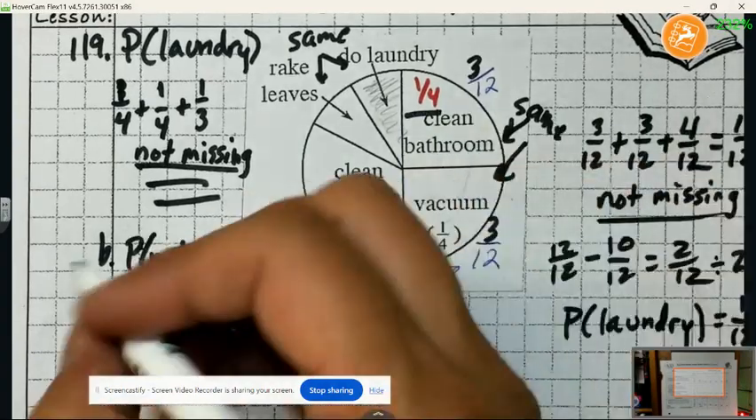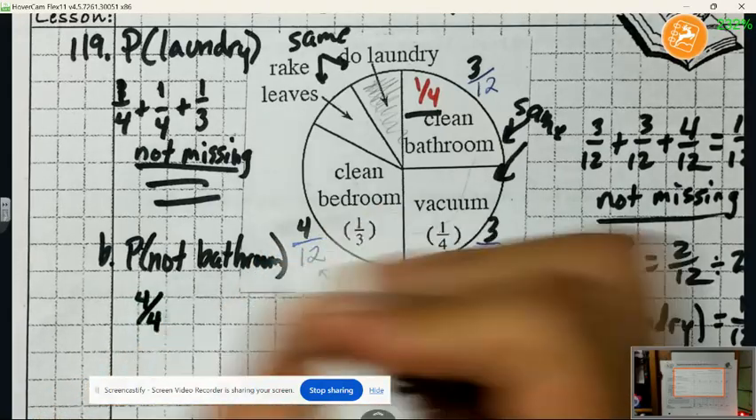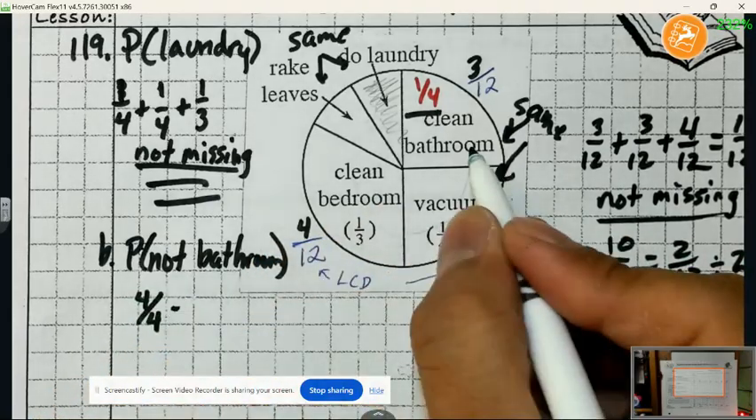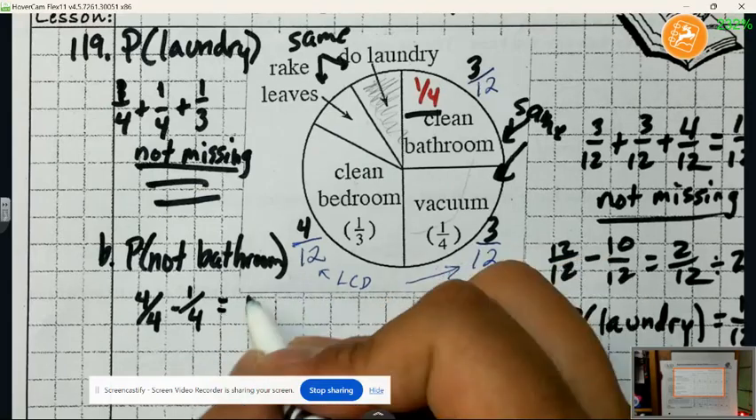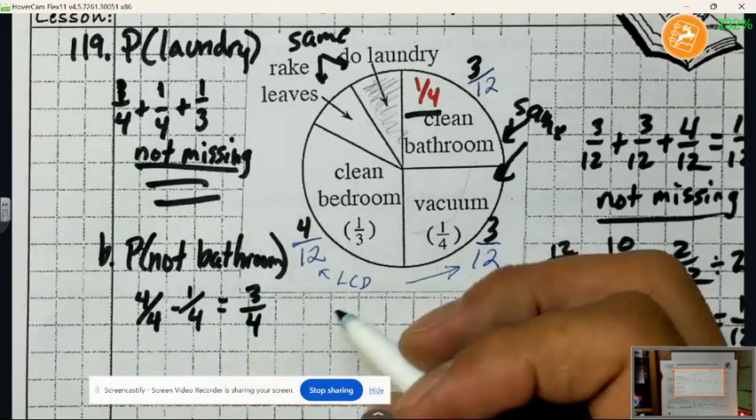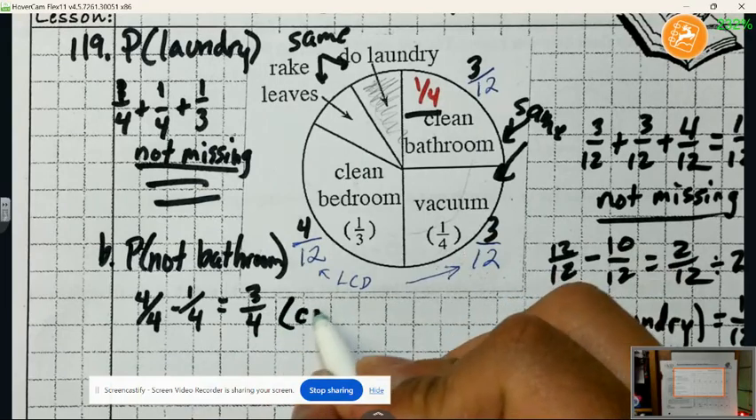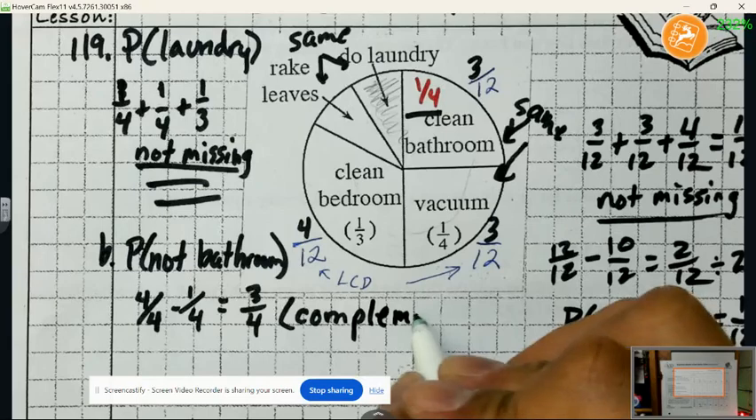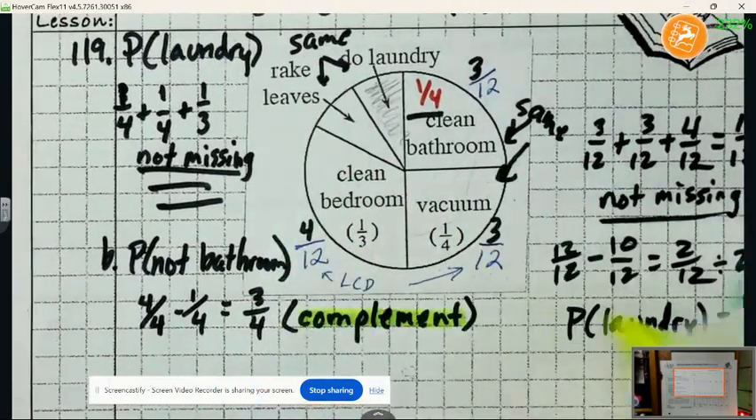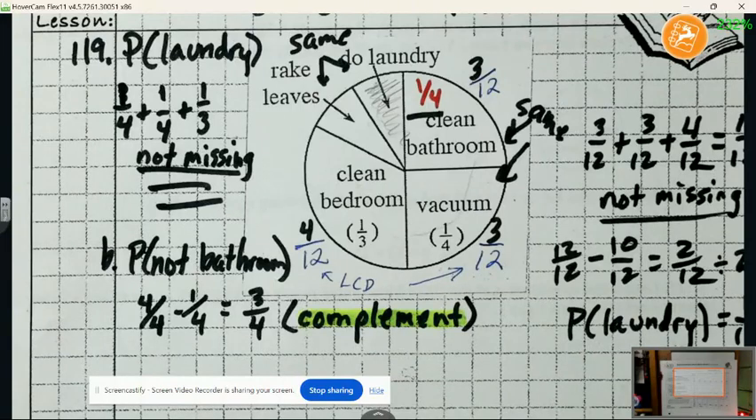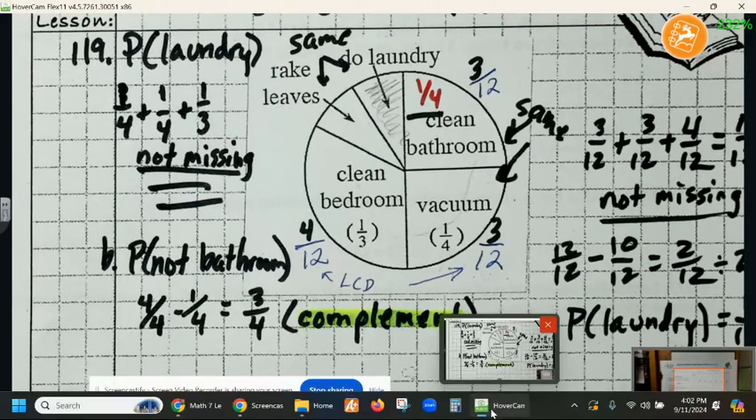So the complement of that would be, let's take 1 whole, which is 4/4, and take away the probability of cleaning the bathroom, and what's left? So 3/4 is the probability of not cleaning the bathroom. And this is the complement of cleaning the bathroom. That's a very important concept, the complement. We always take it away from 100% in order to get that complement. All right, let's move on to the next question.